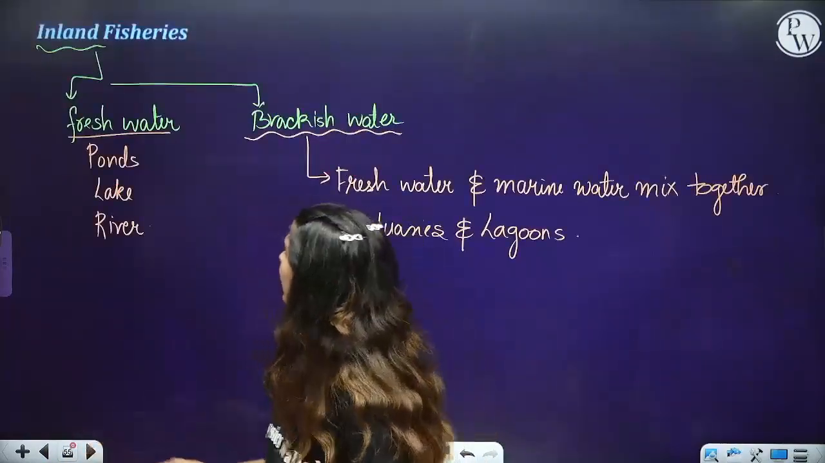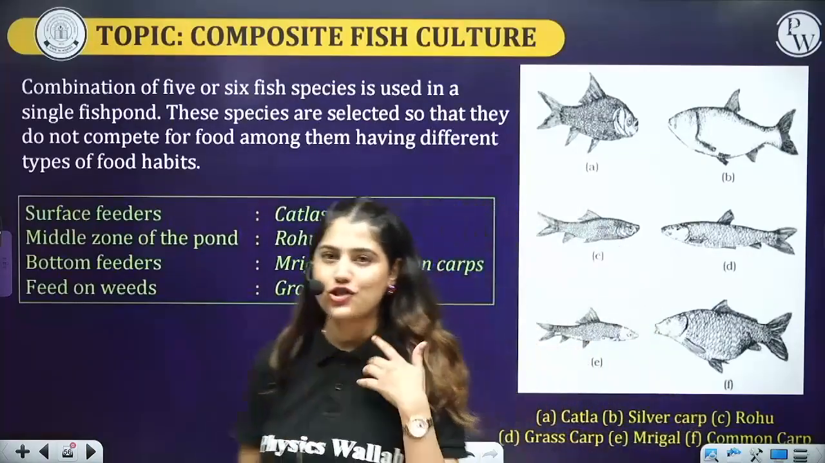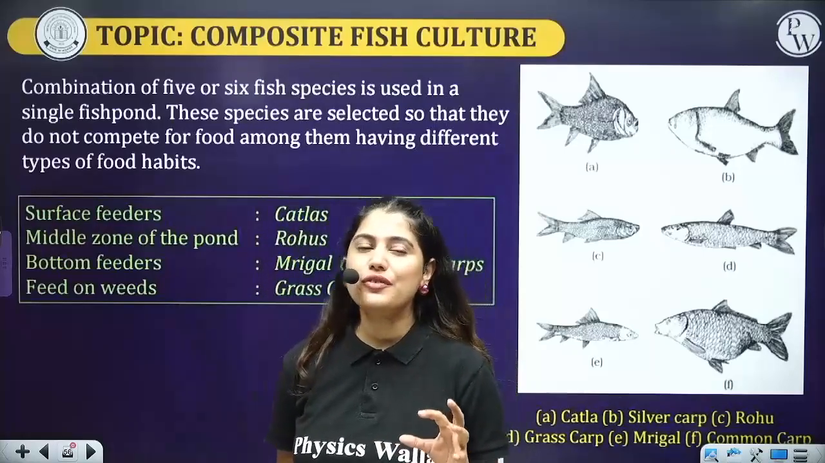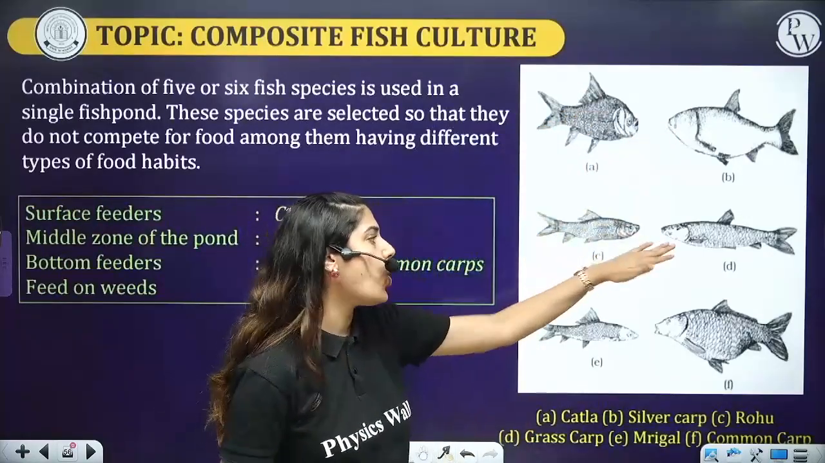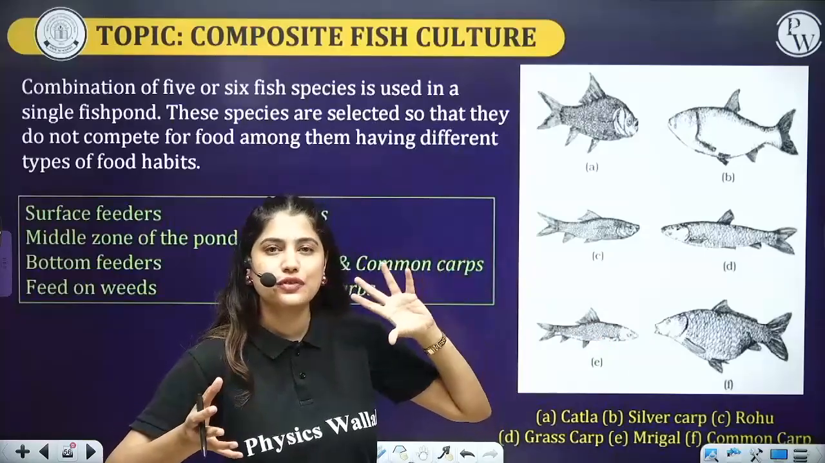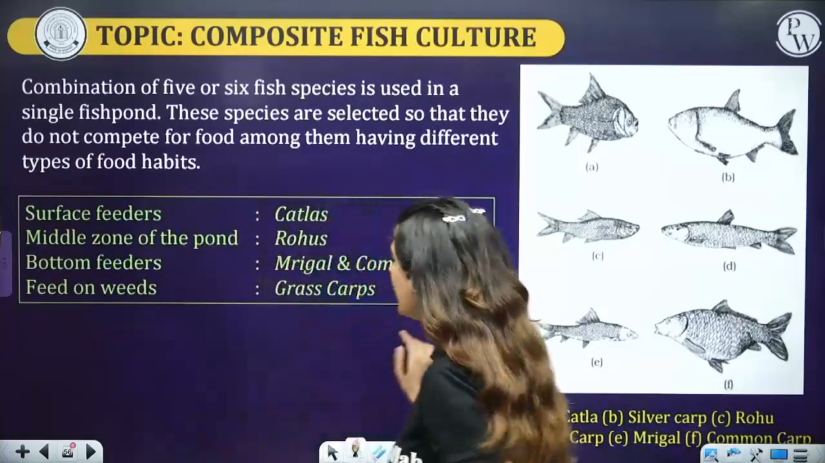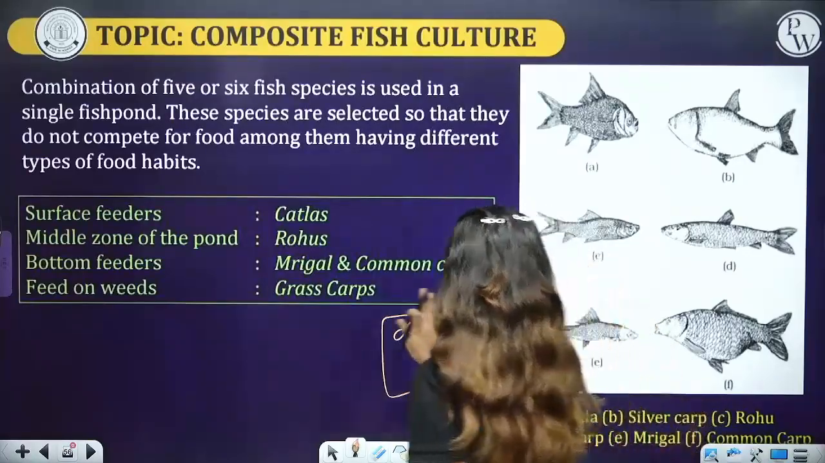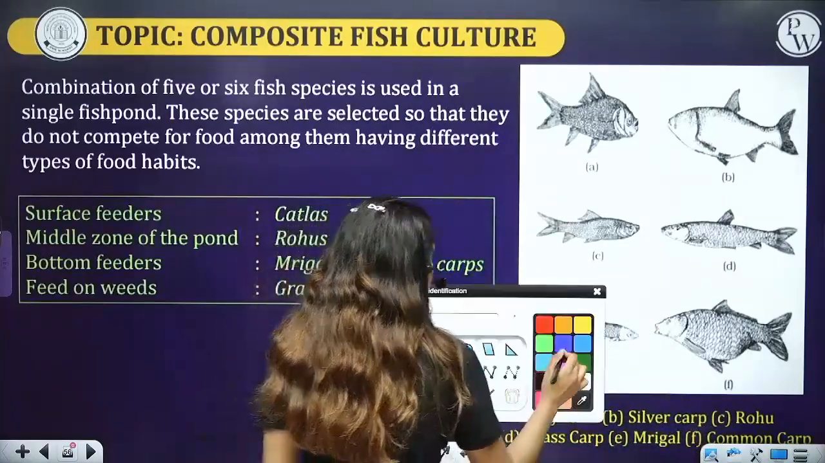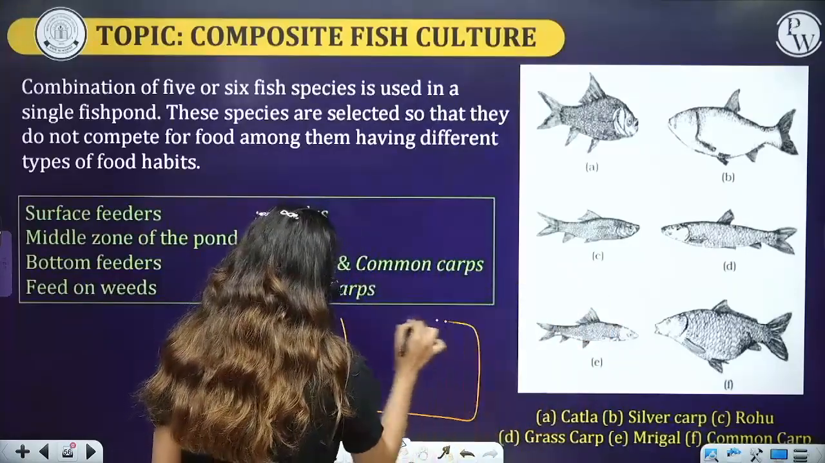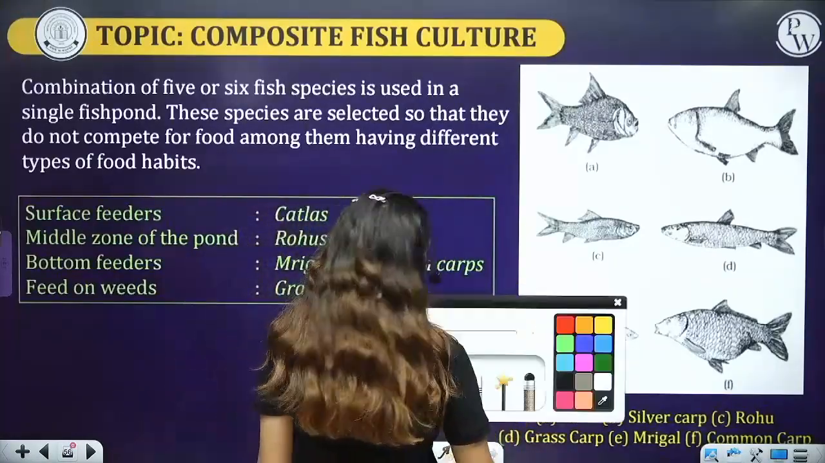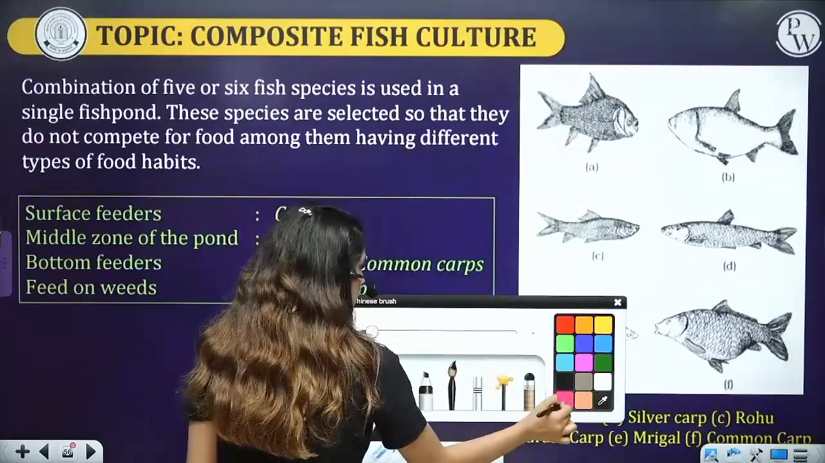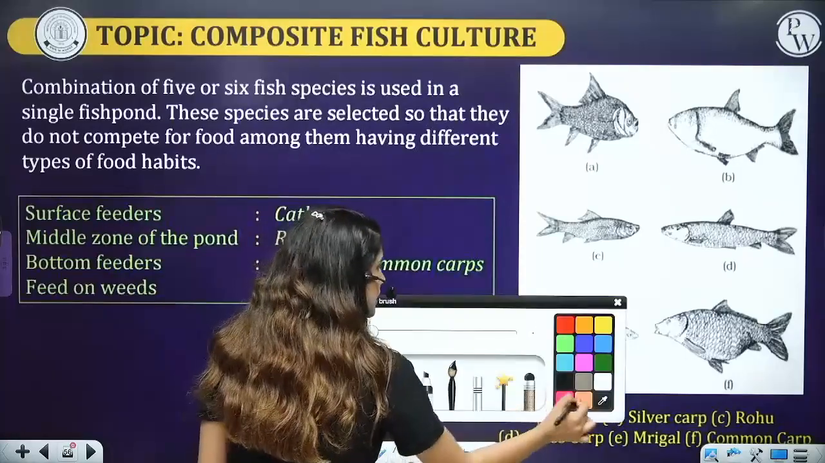Alright, let's move ahead towards composite fish culture. Now, what is composite fish culture? It is a type of fish culture where we are growing different species of fishes. Let's say 5 to 6 different species of fishes in a single pond, right? We have a single pond, and in that I am growing different types of fishes, different species of fishes. Let's say this is my pond, and in this pond I have taken different sorts of fishes.